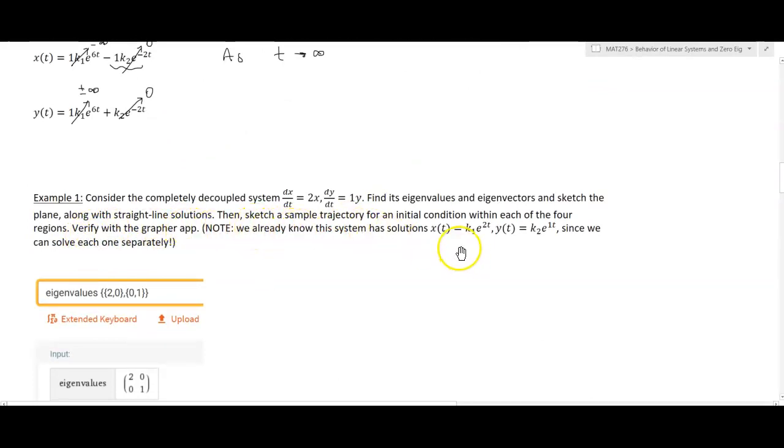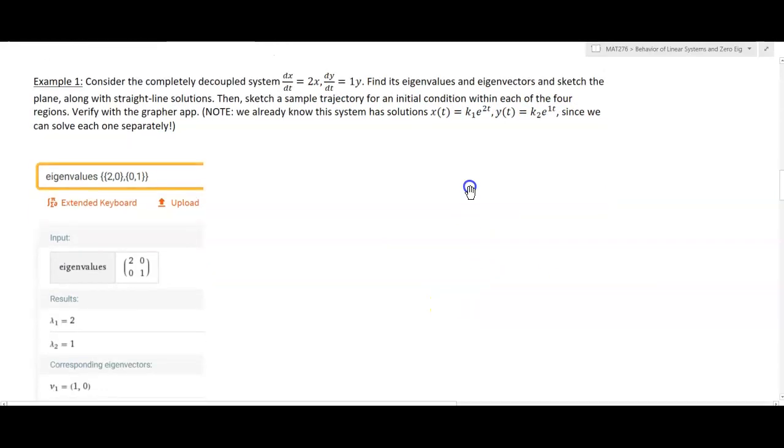Note, we already know the system has solutions x of t equals k1 e to the 2t, because guess what? This is completely decoupled, and if something grows at a rate proportional to itself, then it's going to be an exponential function with that constant of proportionality. Same thing for y of t, that's just going to be k2 e to the 1t.